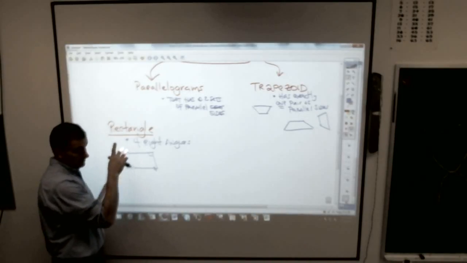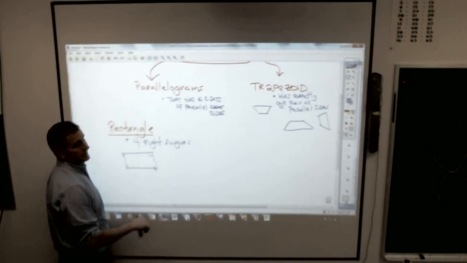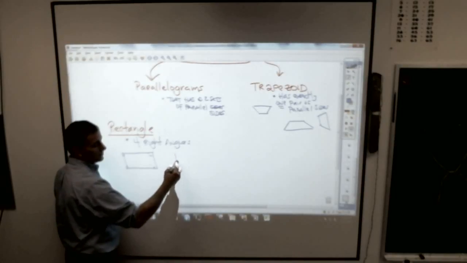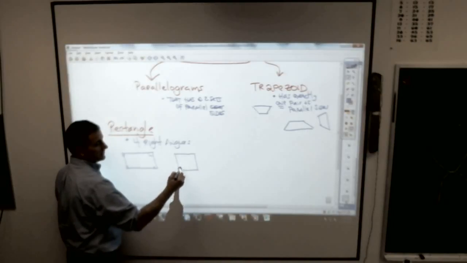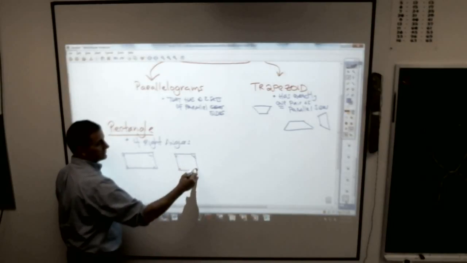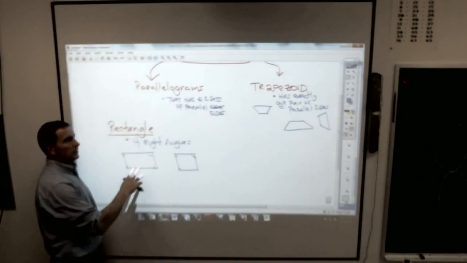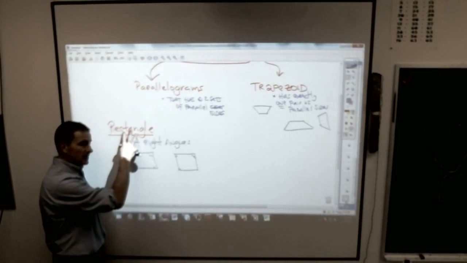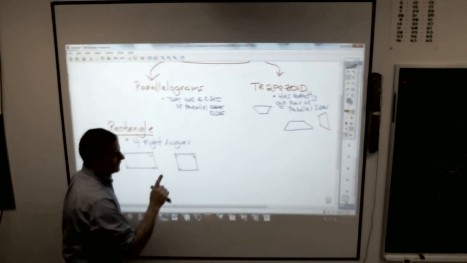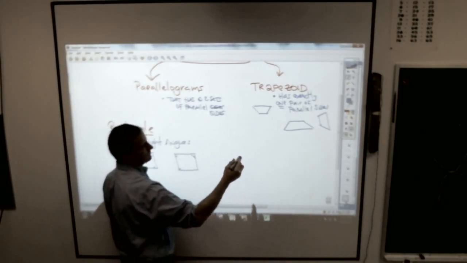But what you must remember is this. If you draw a square, it has 4 right angles, so technically a square is also and could also be called a rectangle. A square is really a special type of rectangle.